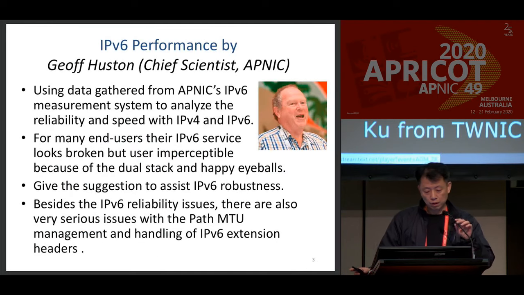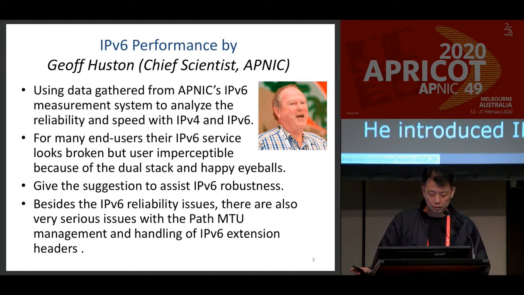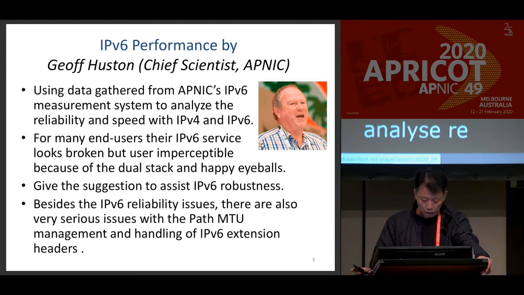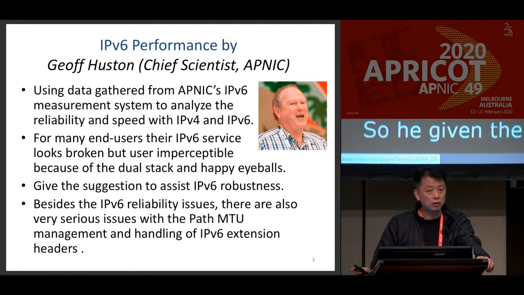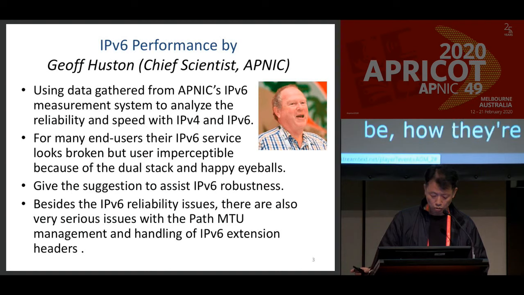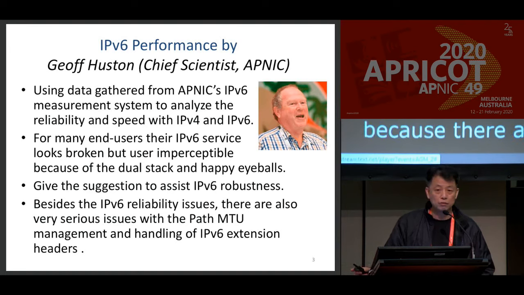The first one was presented by Geoff Huston. He introduced IPv6 performance, using data gathered from the APNIC IPv6 measurement system to analyze reliability and speed with IPv4 and IPv6. He gave quite intensive monitoring of the IPv6 and IPv4 dual stack traffic pattern and its distribution, and also gave suggestions to assist IPv6 robustness, because there are some traffic errors. How can we monitor that kind of traffic error? How can we handle or mitigate it?